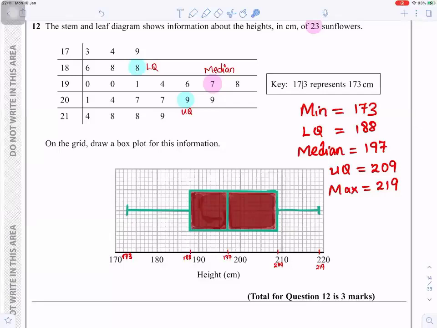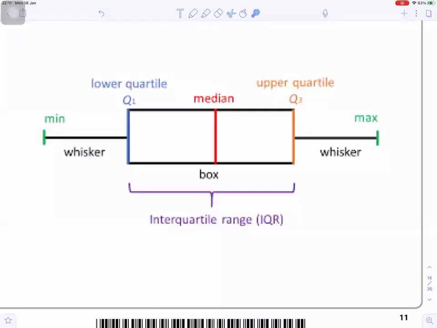Question number 12. The stem and leaf diagram shows information about the height in centimeters of 23 flowers. On the grid, draw a box plot for this information. This is what a box plot looks like. So this is the kind of thing we're going to draw. We're going to have a minimum value, which is the smallest. We're going to have the maximum value, the highest value. We're going to have a lower quartile. We're going to have an upper quartile. We're going to have a median.